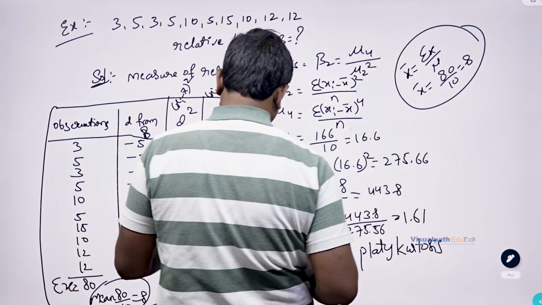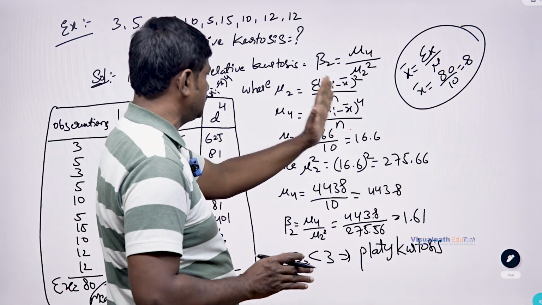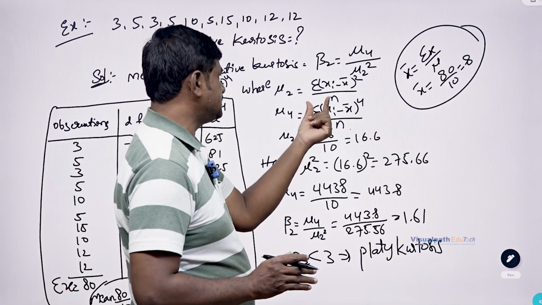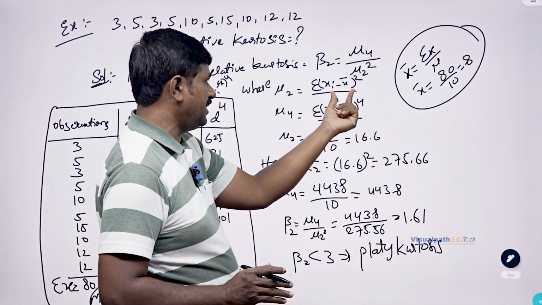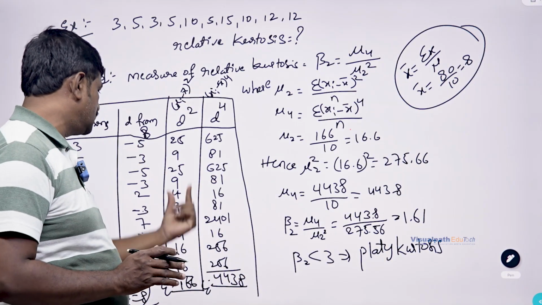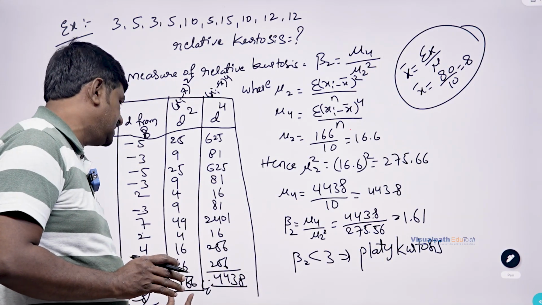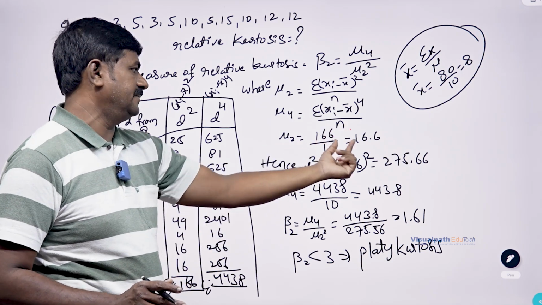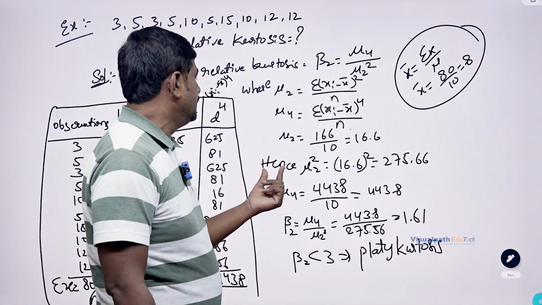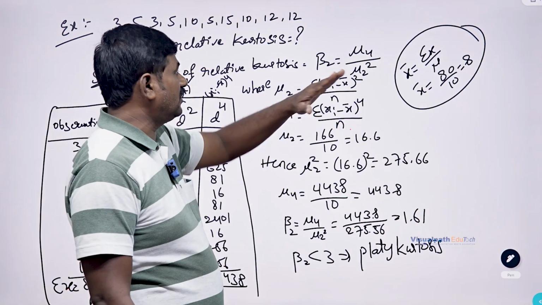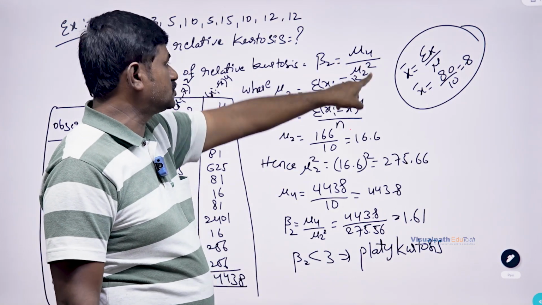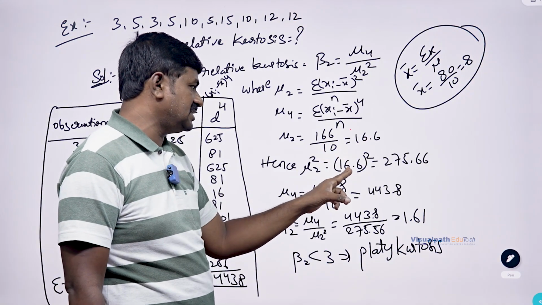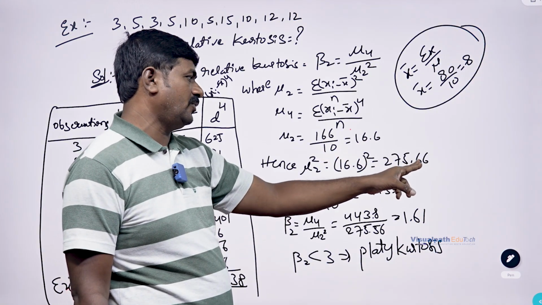Similarly, we need to substitute the same values in these formulas, mu2 and mu4; we already have the formulas. So mu2 is equal to sigma xi minus x bar whole square by n. Sigma xi minus x bar whole square is 166. So mu2 is equal to 166 by n, where n is equal to 10, that is equal to 16.6. Next, mu2 square, according to the formula: beta 2 is mu4 by mu2 square. Mu2 is 16.6, so mu2 square is 16.6 whole square, which is equal to 275.66.